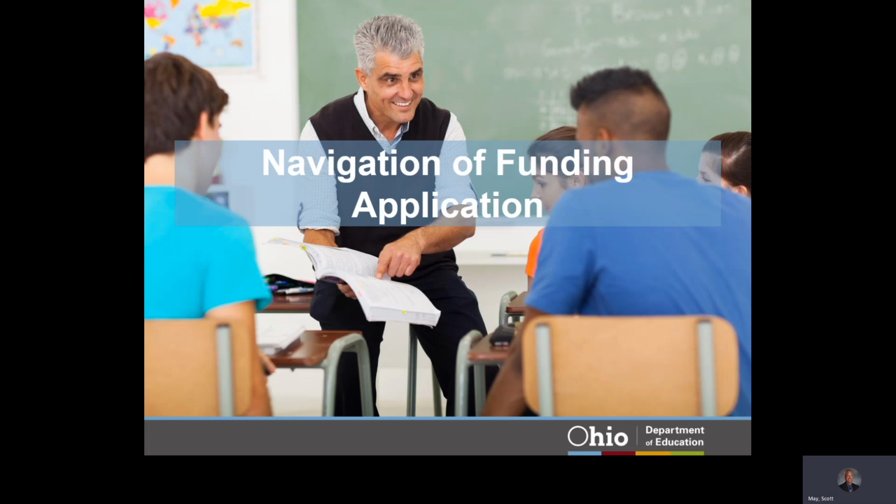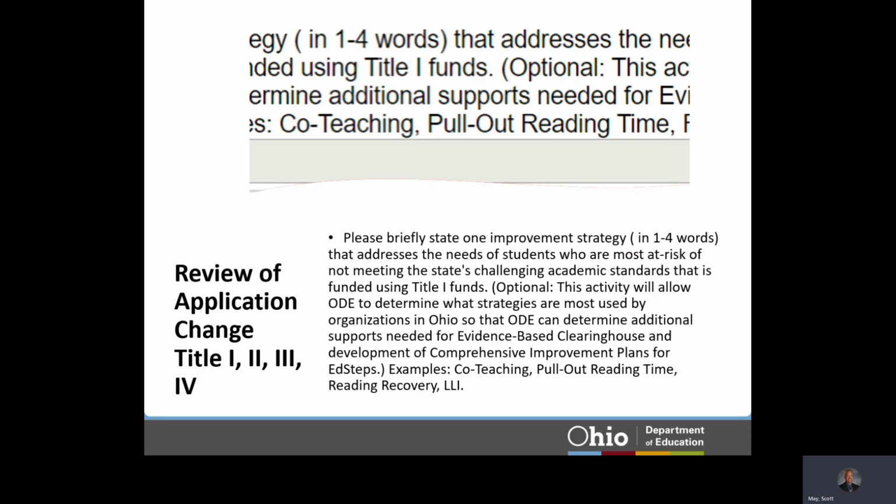Navigation of the funding application. Title I, II, III, and IV all have new application reporting statements embedded in the budget details page. The statement is asking for districts to provide one specific strategy they are funding with a specific grant budget page to improve student achievement or build teacher capacity.